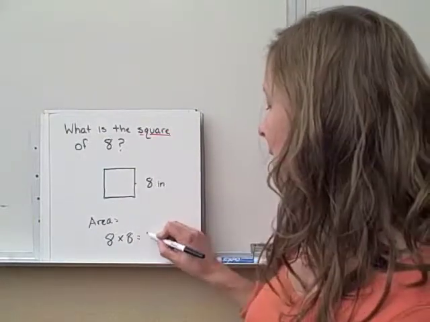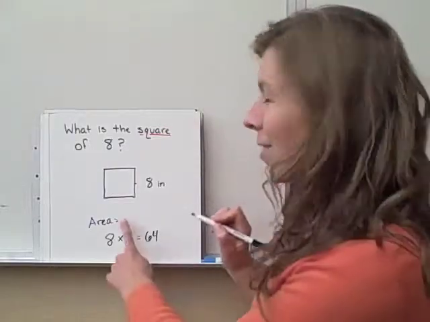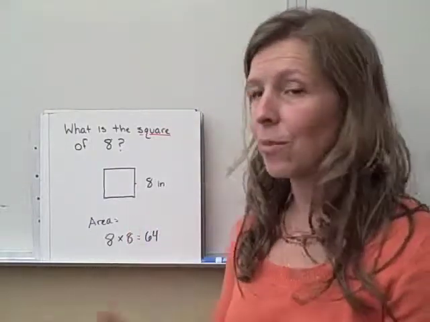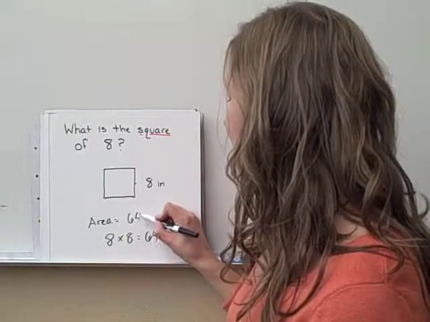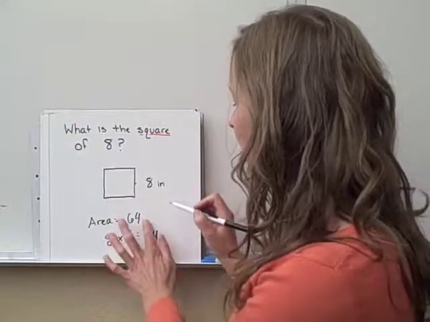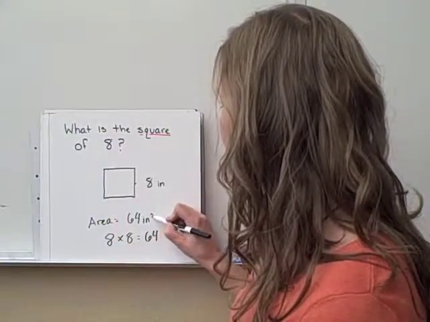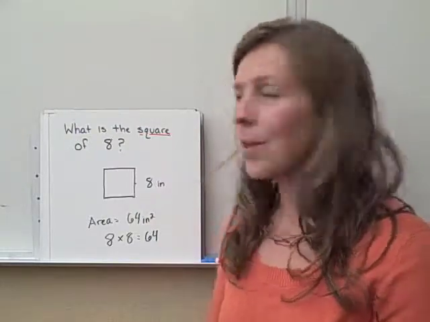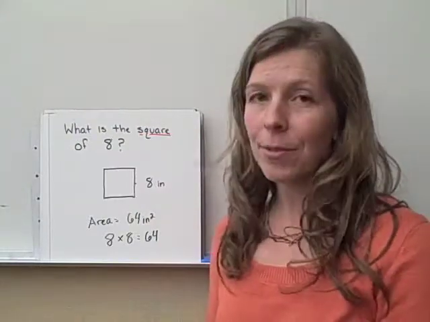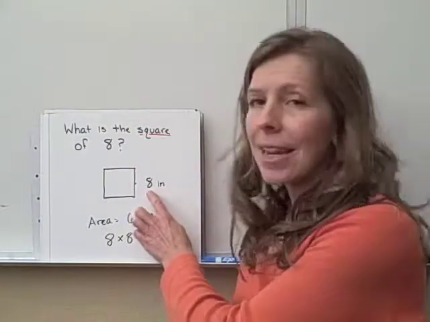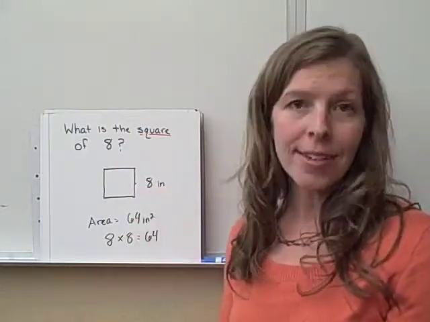Which equals 64. But if we're saying it's the area, we're talking about the space inside, which forms a square. So we'd say it's 64, oops, I didn't use centimeters on this one, I used inches. Inches square. Okay, so far so good? That's what we mean when we're talking about finding the square of a number. So the square of 8 is 64.